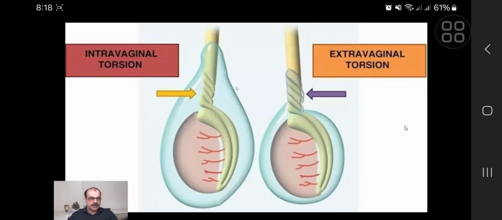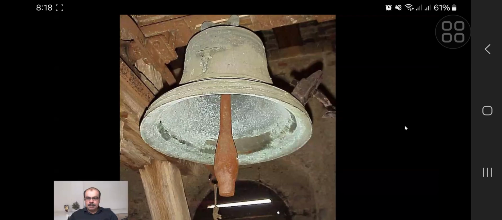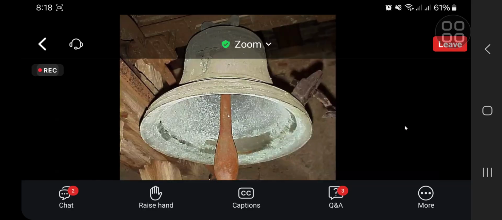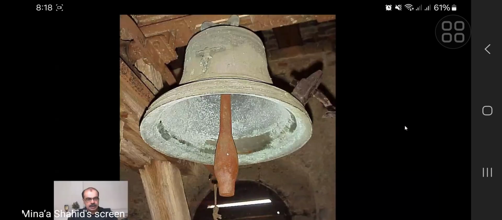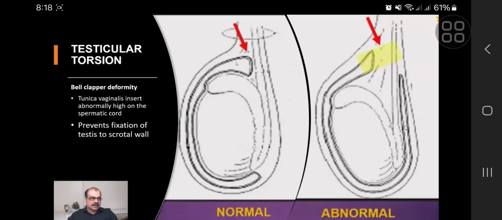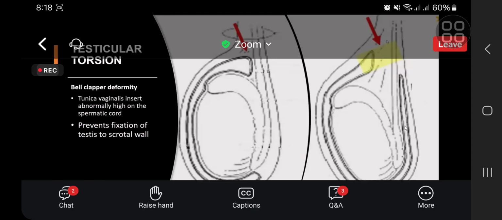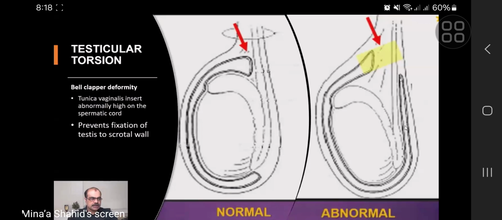This is an image of a bell clapper. If you see this one, you can have an idea. Like a bell clapper, the testis is not attached to any side and is just hanging around. The reason for this is that normally the tunica vaginalis inserts and fixes the testis in its location, whereas sometimes it inserts abnormally high. This results in a hanging sort of testis within the scrotum, which results in acute testicular torsion.